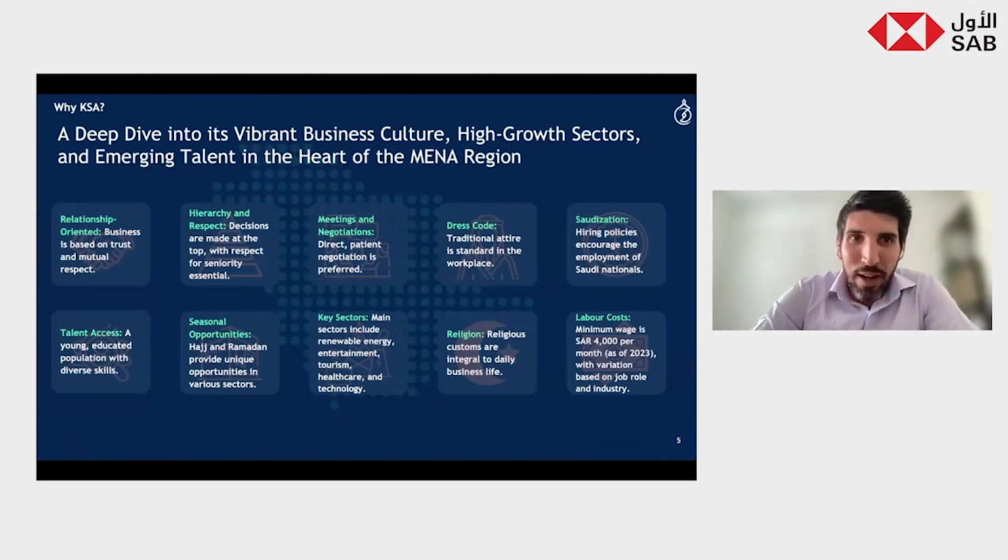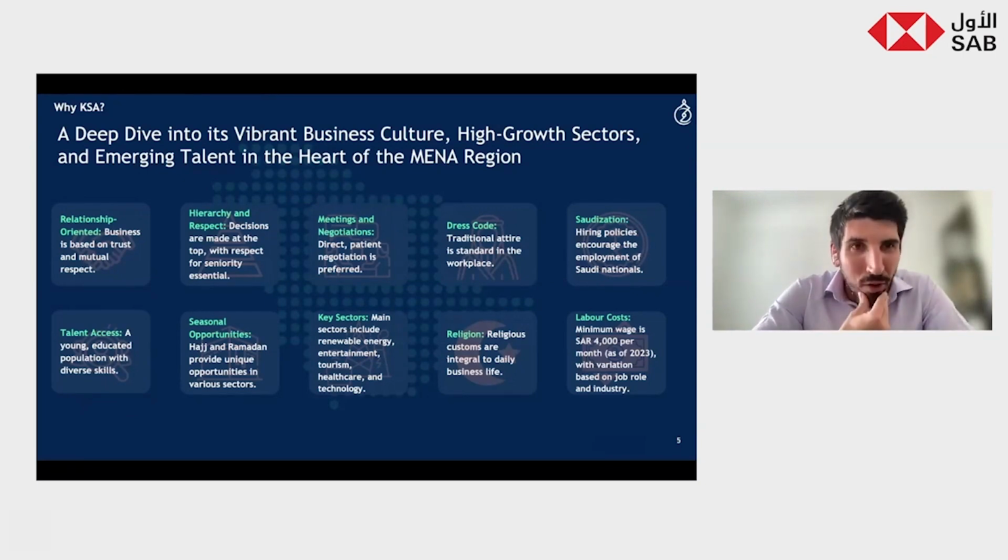So here we have a bit of a flavor as to what you should expect when looking at Saudi Arabia, and a few hints and tips of research you should do before making that move. A few things here. So talent access. Yes, there is a fantastic young pool of talent in Saudi Arabia. I think it's like 60% under the age of 30 in KSA, which is a very, very exciting opportunity to help grow and nurture your talent from a young age.